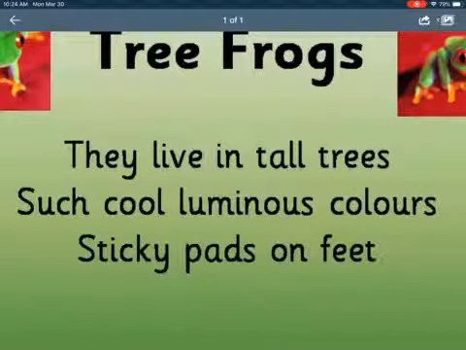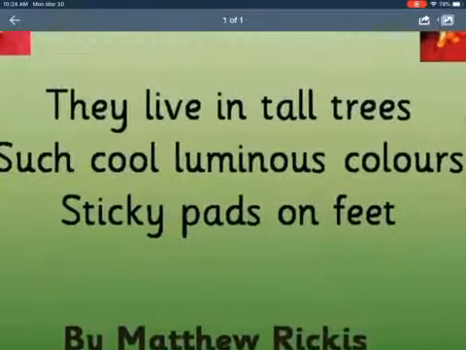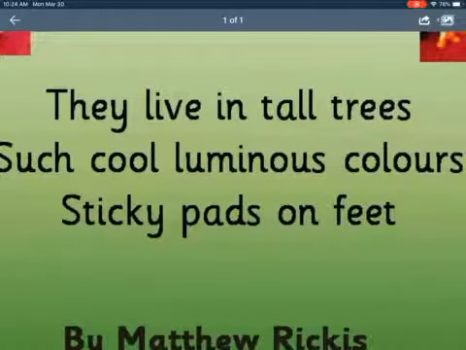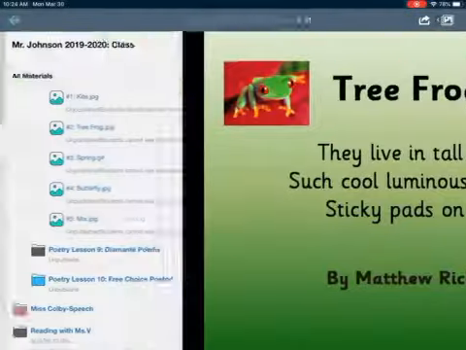Line two, such cool luminous colors. Such, one, cool, two, lu, three, min, four, is, five, col, six, ors, seven. So, such cool, luminous colors, seven. And then the third line should have five syllables again. Sticky, that's two, pads, three, on, four, feet, five. Sticky pads on feet. Yeah, 5, 7, 5.